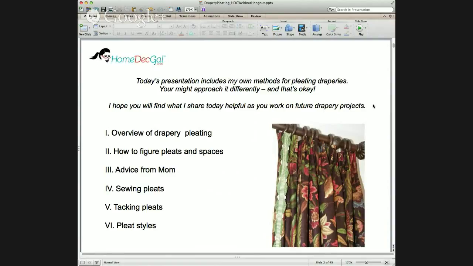You might approach this differently, and that's okay. I hope that you'll find what I share today helpful as you work on future drapery projects. I am a visual learner, so I'm going to sort of show things in a visual way. You might be more of a math person, more of an engineer, and you might find calculating pleats and spaces to be a fun challenge mathematically. I'm more of a touchy-feely artist type person, so I sort of look at things visually. So I hope this will help all of you that are not great at math like me.